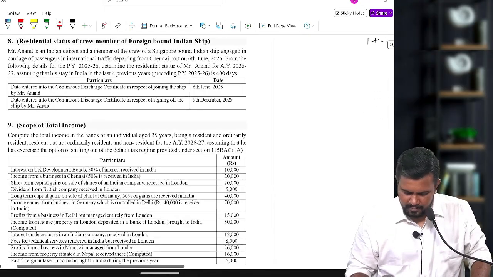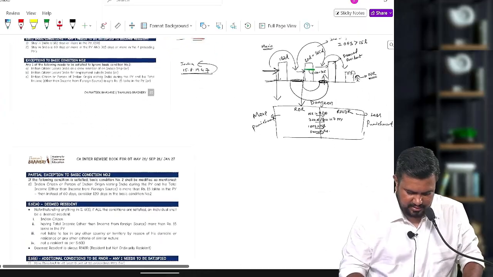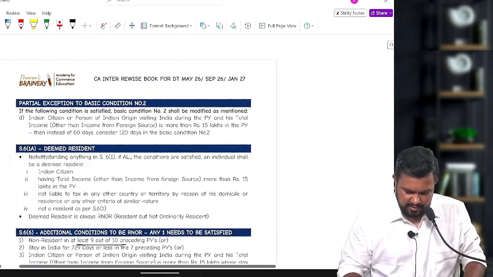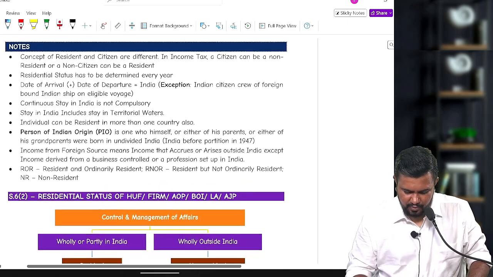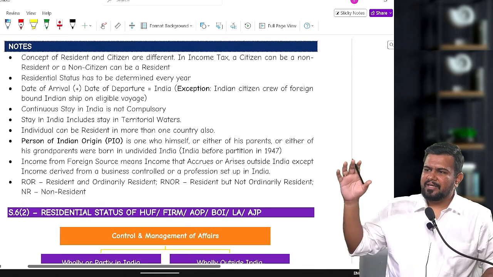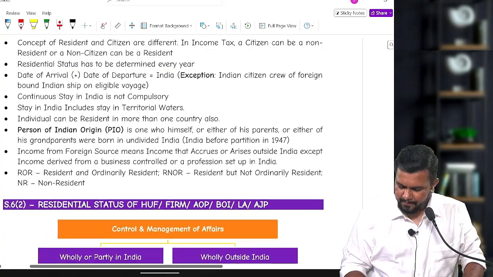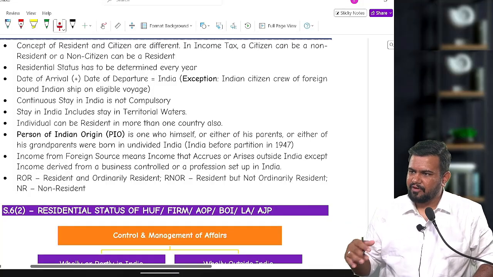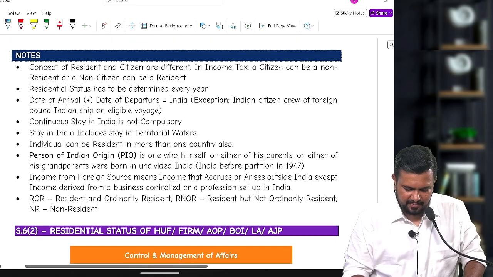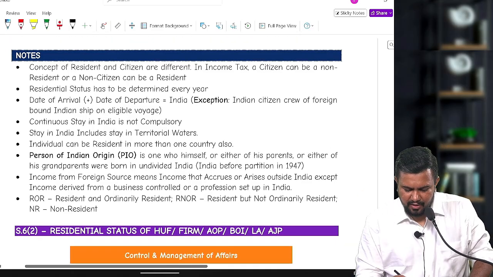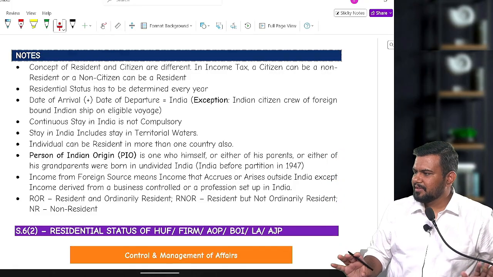Now let us continue. Residential status. Some small, important points, and then we will see the crew member provision. Residential status, the majority is this individual only. Quickly we will be completing. Today at 4:30 we will be winding up the class, 45 minutes. So bear with me, another 45 minutes. Then we can complete residential status.